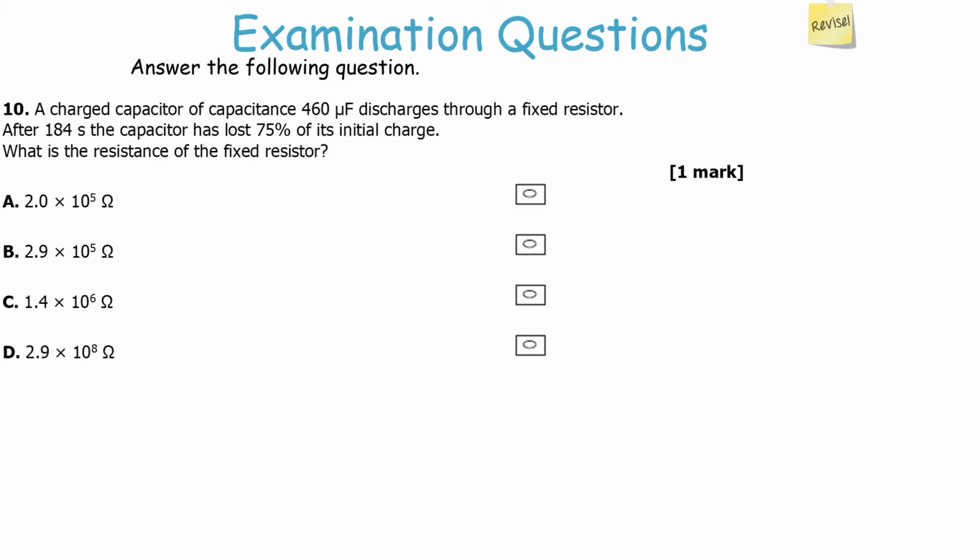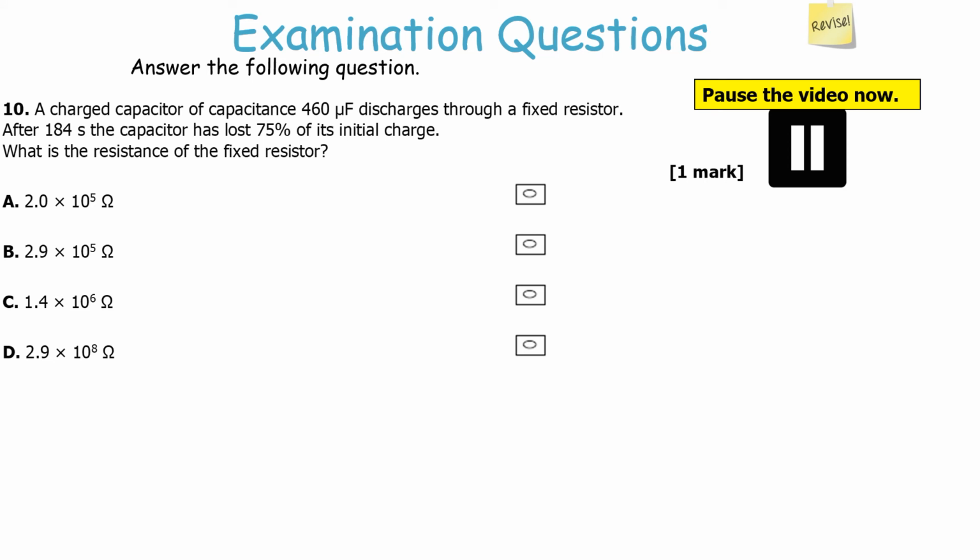A charged capacitor of capacitance 460 microfarads discharges through a fixed resistor. After 184 seconds, the capacitor has lost 75% of its initial charge. What is the resistance of the fixed resistor? Pause the video now, then unpause the video when you want to go through the answer.